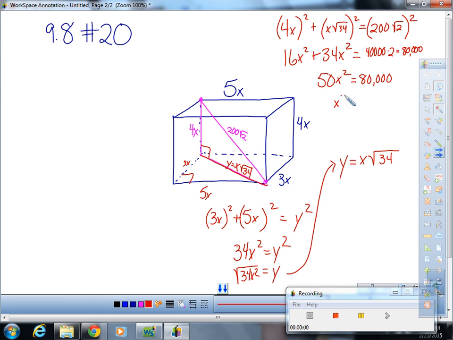And you get x squared is 1600. Nice, it worked out well. Take the square root of both sides. And you get x is 40. That's not 400, 40, sorry. So the dimensions of our rectangle then are 3 times 40, so 120, by 4 times 40, 160, by 5 times 40, which is 200. Tough problem. Boom!